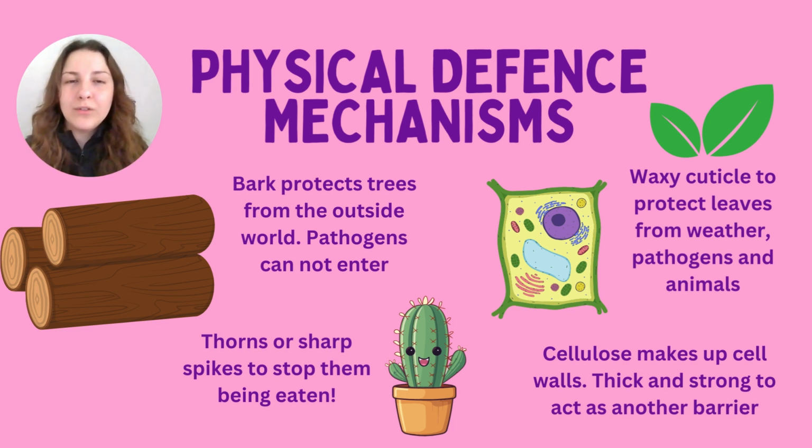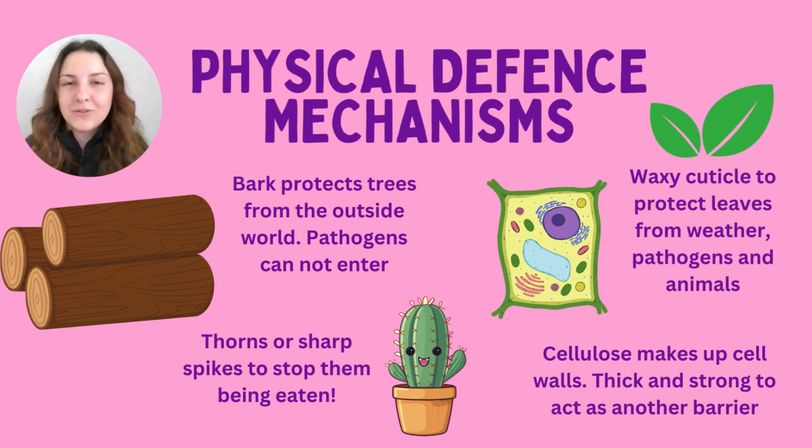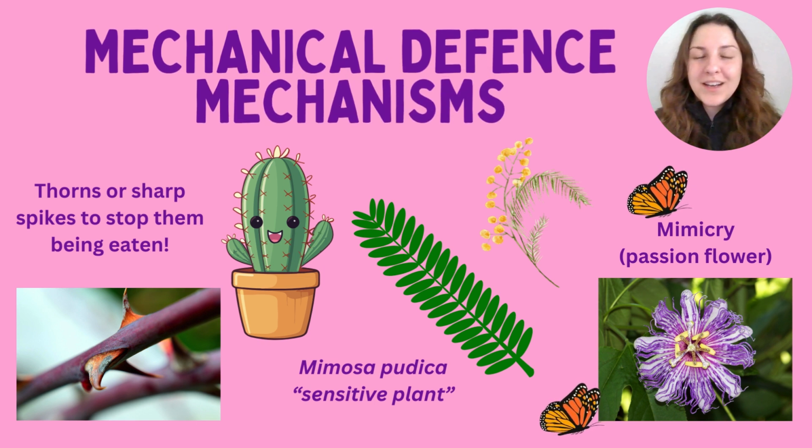Also, another physical defense mechanism, this also links to mechanical defenses. I'll talk about this in a moment, but plants also have thorns and spikes to stop them being eaten by herbivores. So like I said, this also links to the mechanical defense mechanism. Thorns and sharp spikes stop them being eaten by herbivores, but there are some amazing other adaptations that plants have.